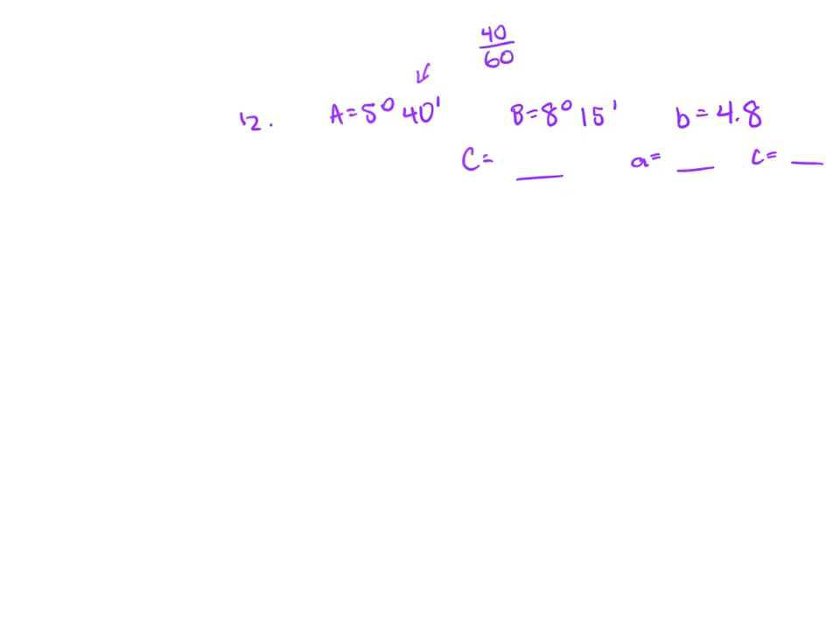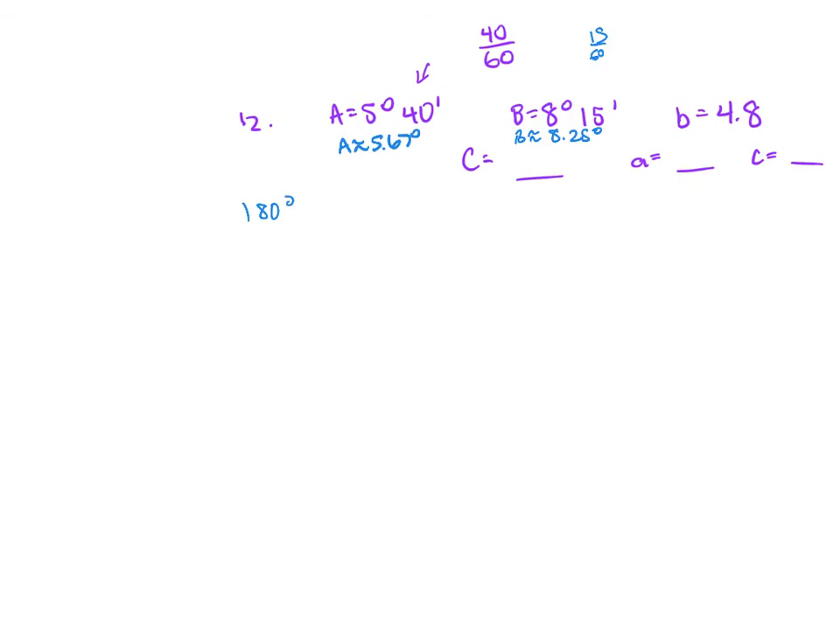So if you do that, you would find that A is approximately 5.67 degrees. Then for B, that's 15 over 60. So you would find that B is approximately 8.25 degrees. Now again, depending on whether or not they want it in minutes, and it possibly might.